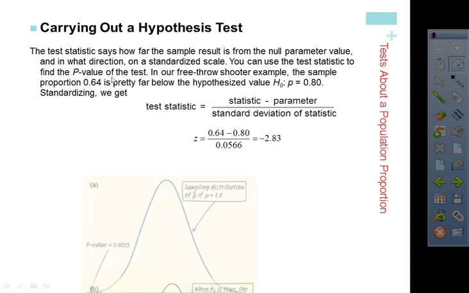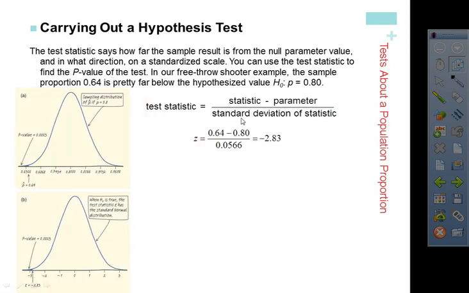All right, so the test statistic shows how far the sample result is from the null parameter value and in what direction on a standardized scale. You can use the test statistic to find the p-value of the test. In our free throw shooter example, the sample proportion is 0.64. It's pretty far below the hypothesized value, p equal to 0.8. So this is how you calculate the test statistic.